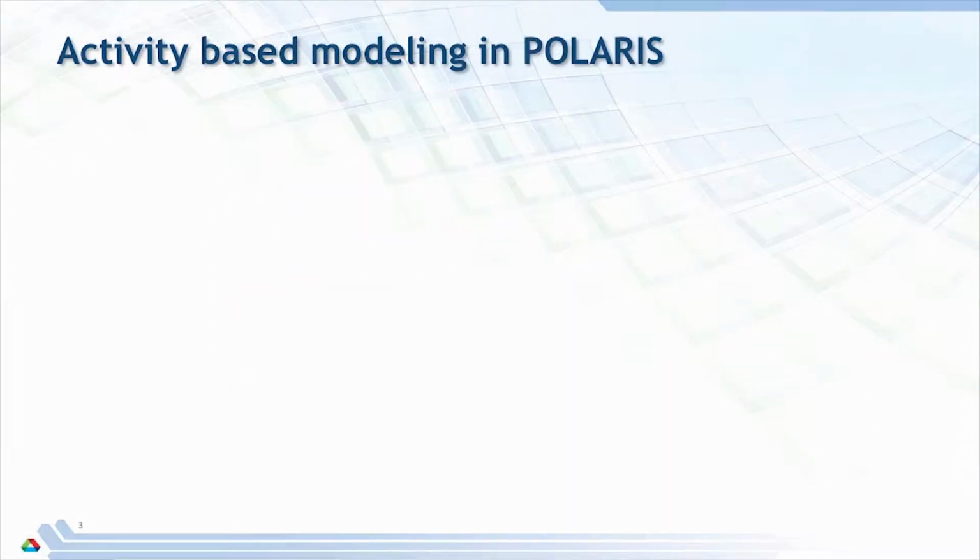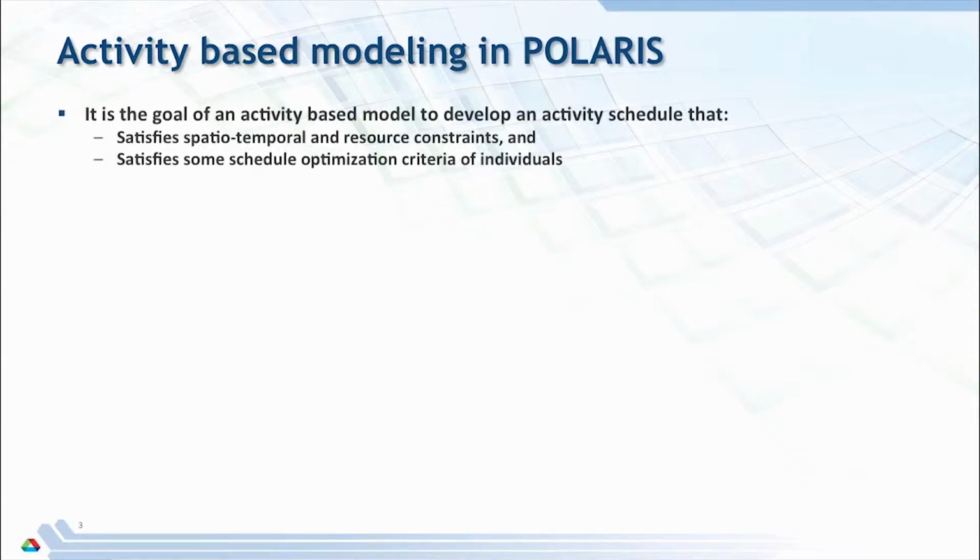The behavior of traveler agents in POLARIS are derived from an activity-based model. Activity-based models are designed to simulate the activity travel engagement of individuals. They develop reasonable activity travel patterns for each individual subject to a variety of constraints, including spatial, time, and resource constraints. For example, car usage within a household. The activity travel pattern, or schedule, is developed to satisfy individual needs according to some optimizing or satisficing criteria.